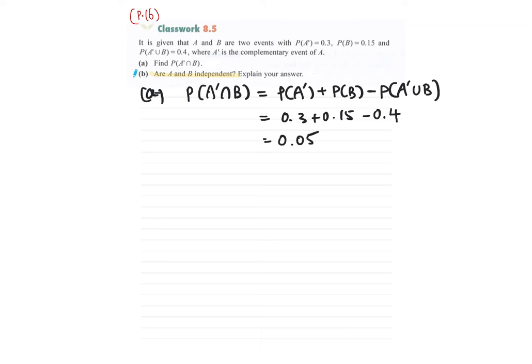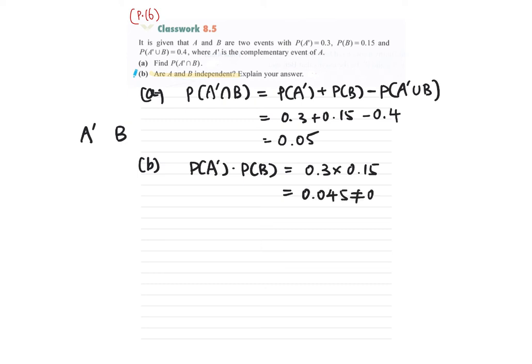So for part B, to check whether A and B are independent, we can check whether not A and B are independent. So we multiply the probability of not A with the probability of B. So this is 0.3 times 0.15, and what you get here is 0.045, which is not 0.05.